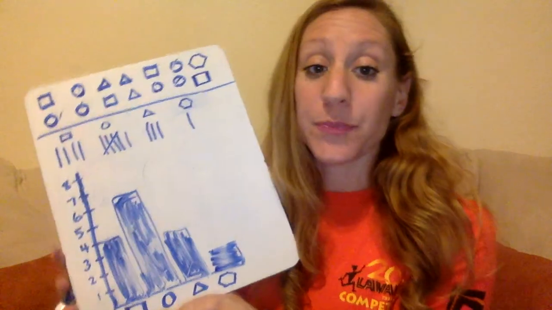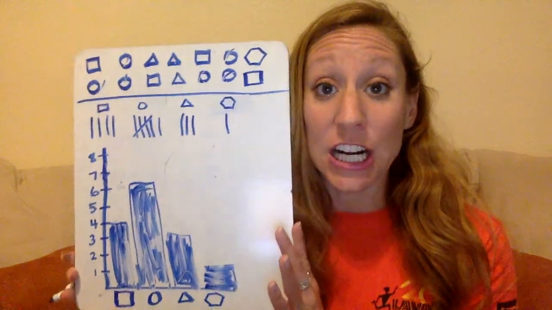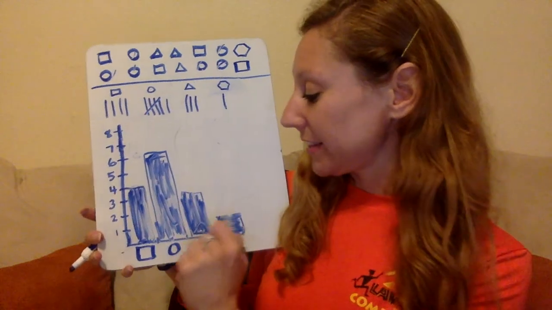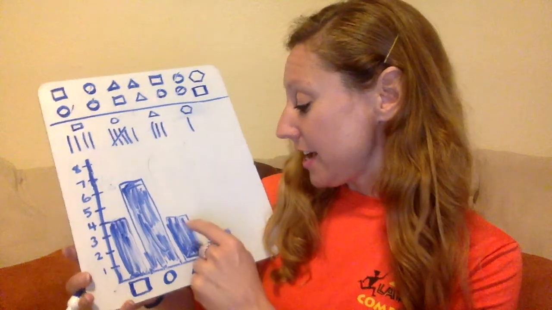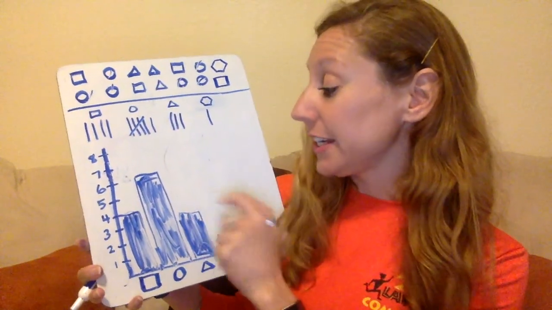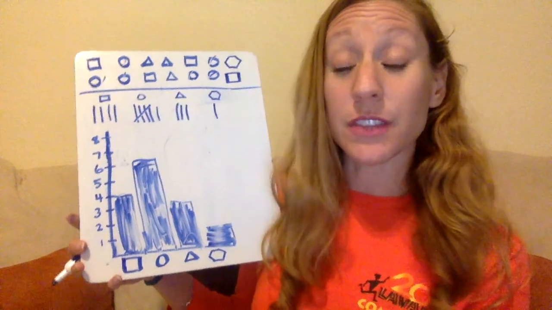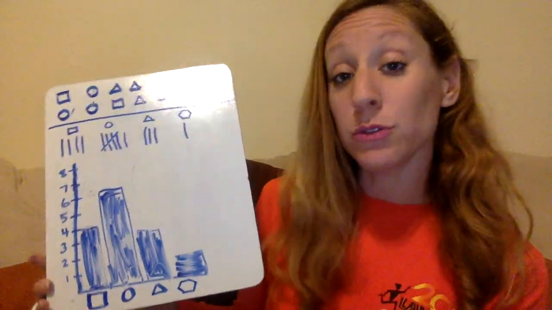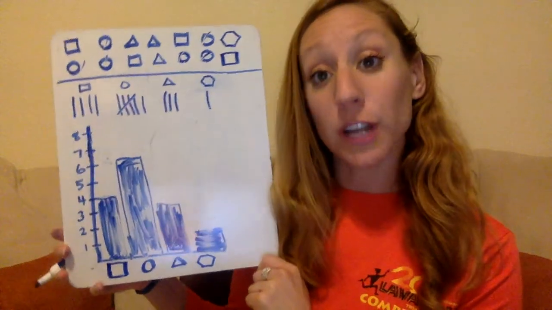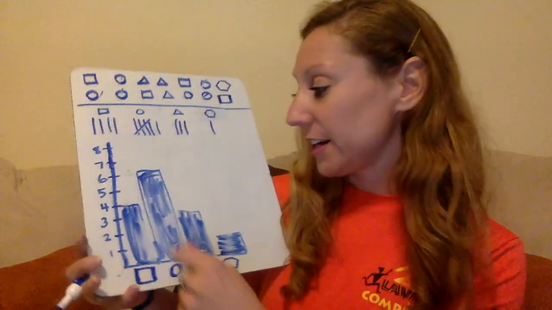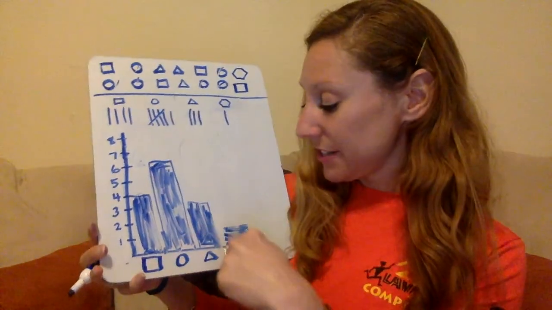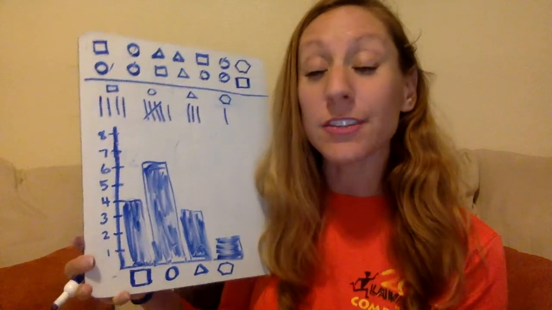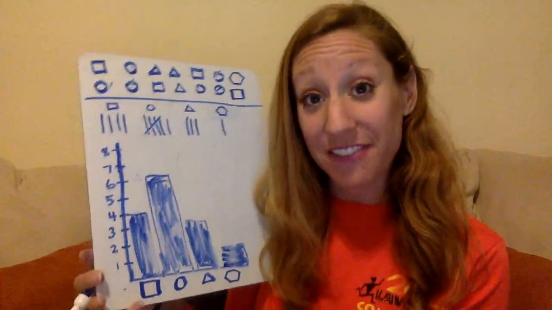All right. Now, I can use this to compare the shapes. So let's see. I could say that there are 2 more circles than squares. Or I could say there are 1, 2, 3 more circles than triangles. Or there are 2 fewer hexagons than triangles. I could also say there are, let's see, 1, 2, 3, 4, 5, 6, 7 squares and triangles. Squares and triangles together. There are 7.